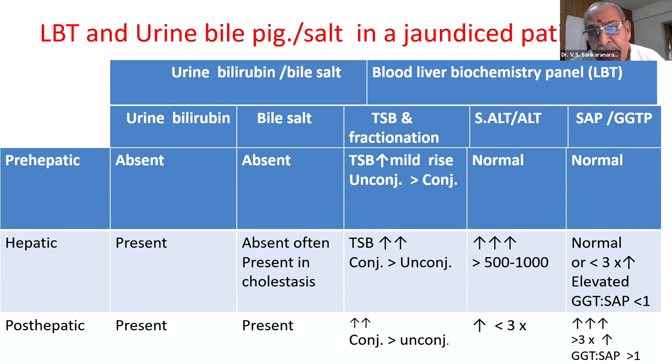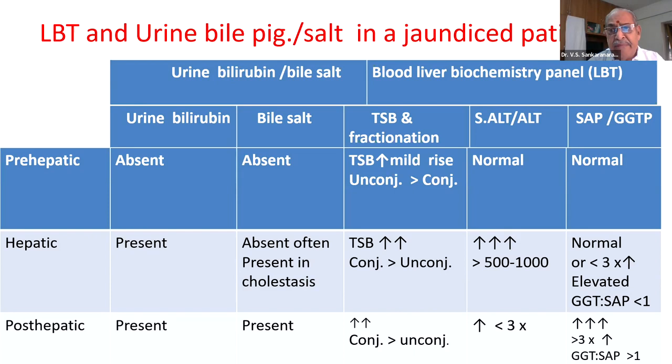For example, in hemolytic jaundice, we have already told absence of urinary bilirubin, bile pigment, bile salts. Bile may be high, but it will not be very high, usually less than 10. And unconjugated is more predominant. And alkaline phosphatase and SGOT, SGPT will be normal.